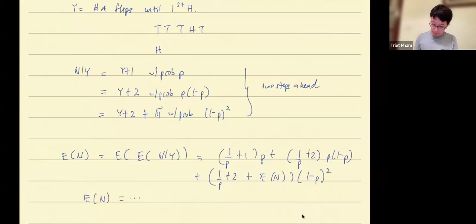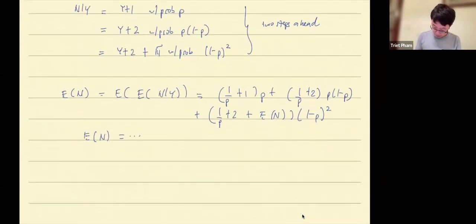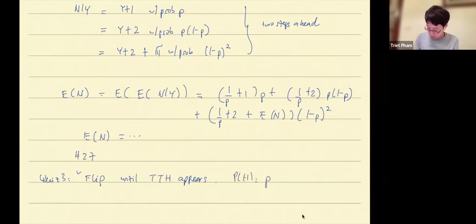All right. Let's do one more. So we're going to flip until the pattern tail-tail-head appears. This is question number 27. Again, the probability of head is p. Find the expectation.